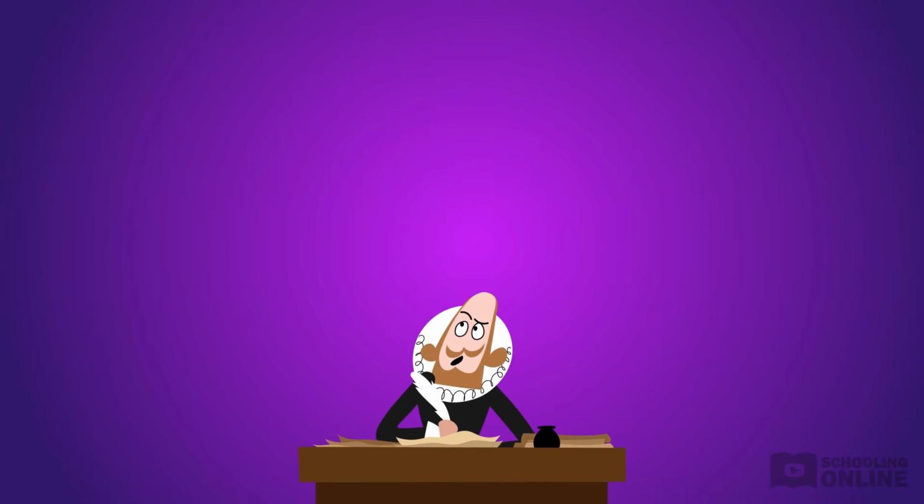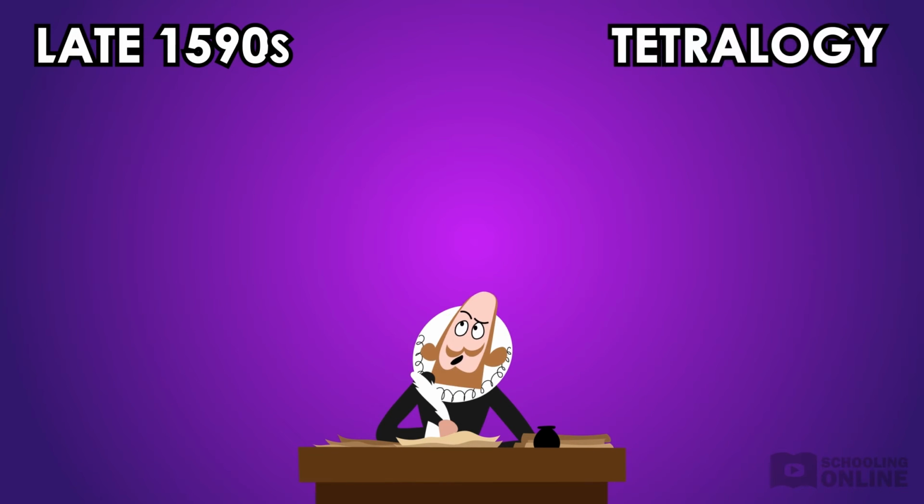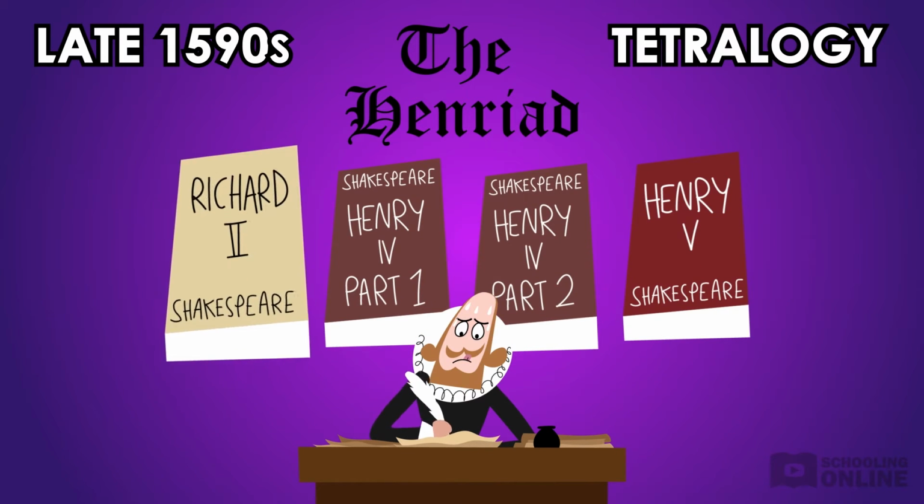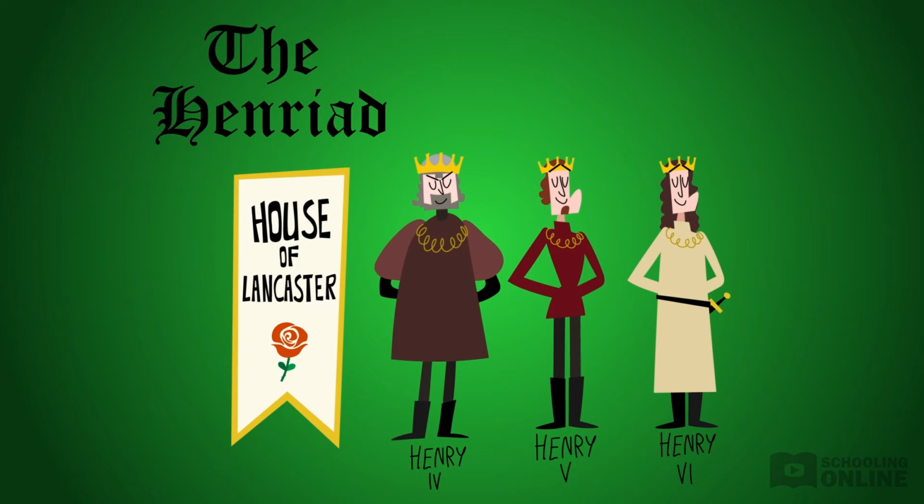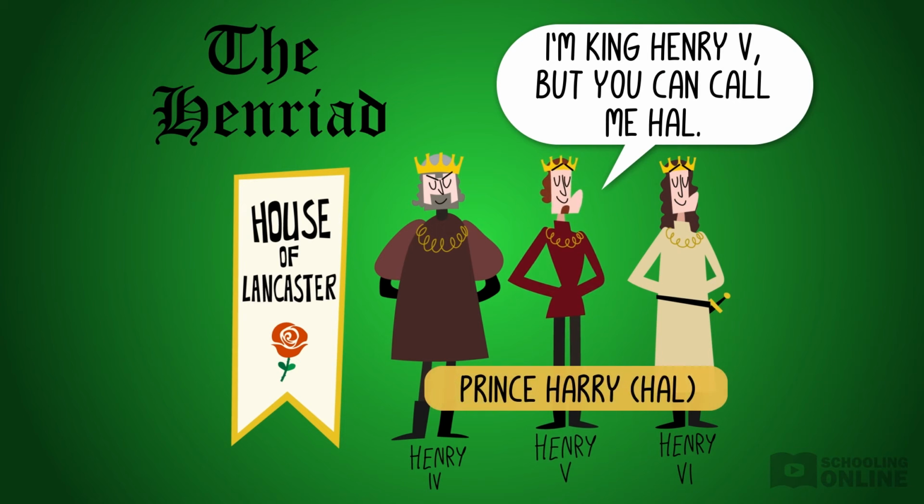It was written in the late 1590s and is part of a tetralogy, or series of 4 plays, known as the Henriad. The series includes Richard II, Henry IV Part 1, Henry IV Part 2, and Henry V. The Henriad is about the rise of the Royal English House of Lancaster. It also depicts the coming of age of Henry of Monmouth, but we know him better as Hal, the Prince of Wales.